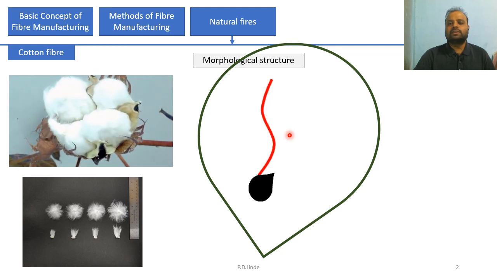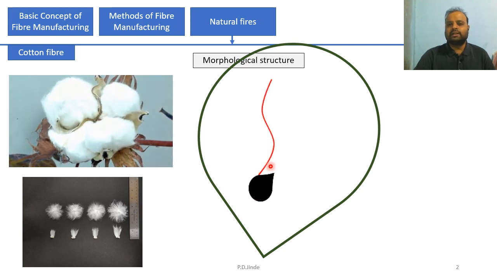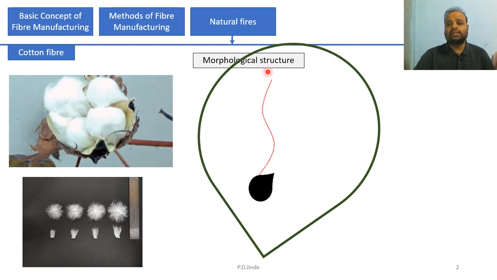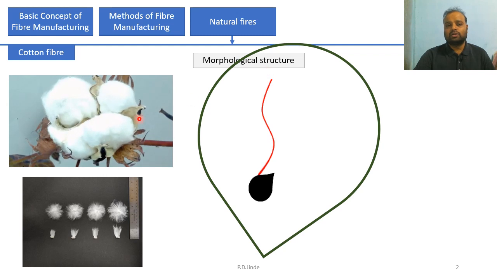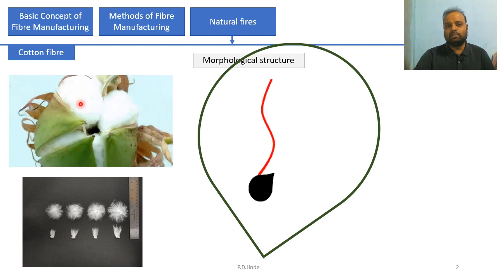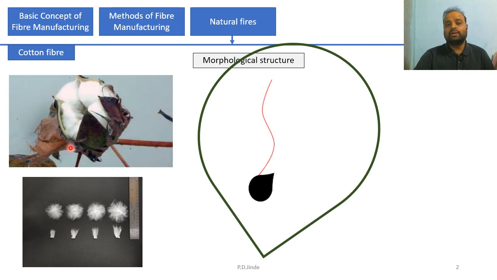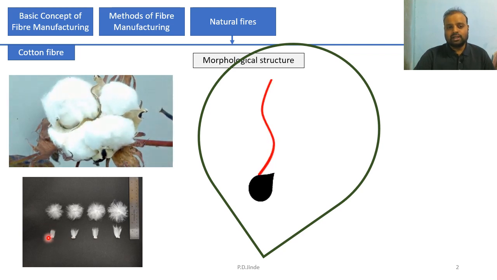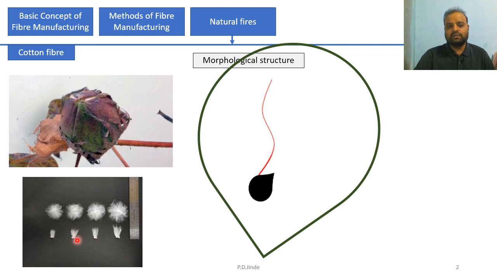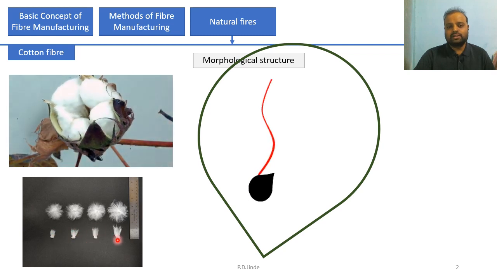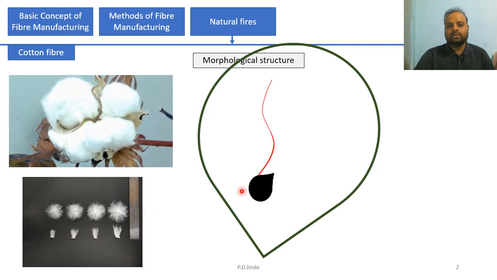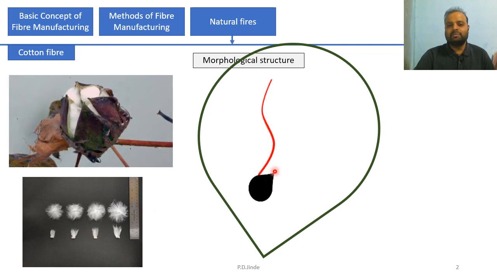In this figure you can see the ball with a single seed, although there are about 200 to 300 seeds present in a single ball. If you consider this a single ball, then it contains 200 to 300 seeds, and each seed is attached with fibers. This is a single seed attached with fibers. Inside the ball there are many seeds present.